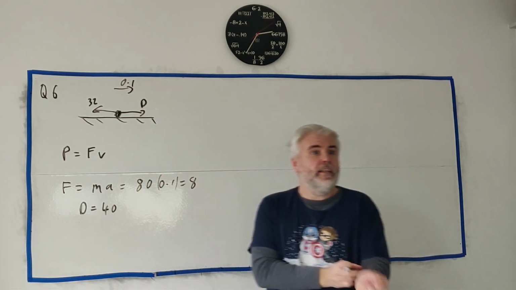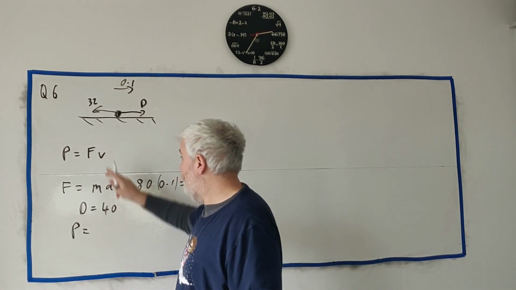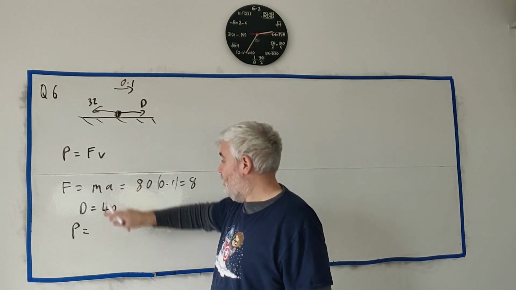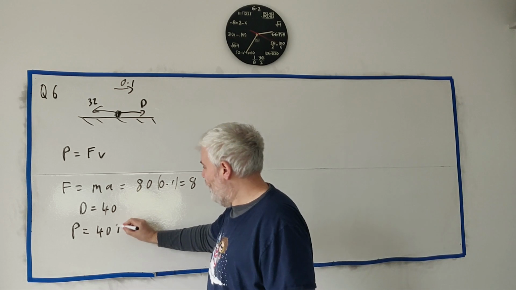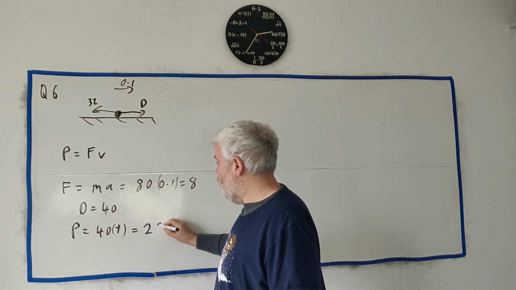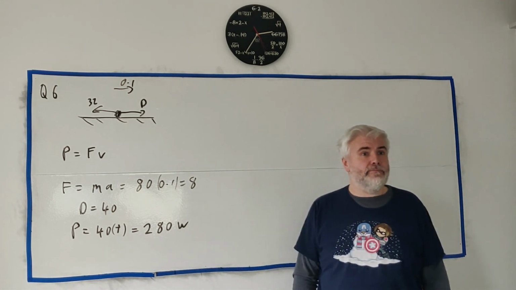That's not an answer. They want to know the power output. Remember, power is equal to the force times the velocity. Force is 40 and the velocity was 7. So that equals 280 watts. That's the answer to part A.